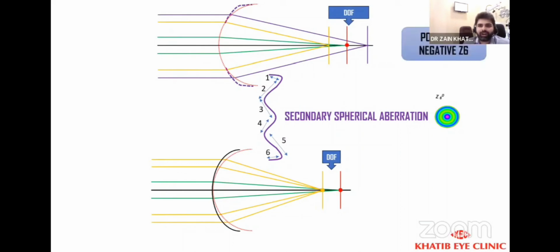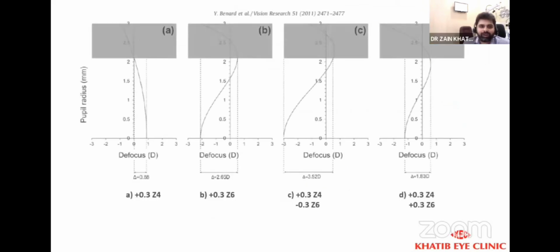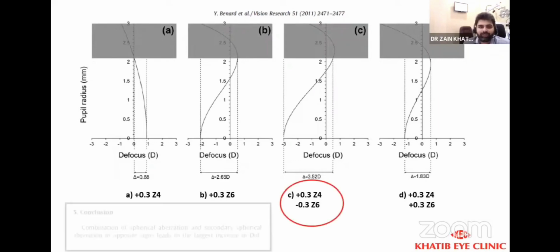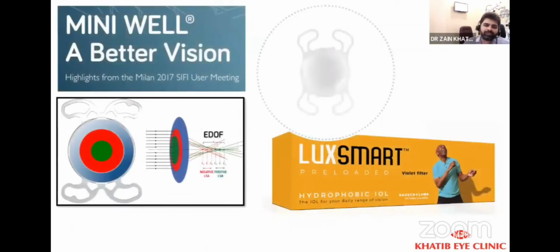So this is called positive Z4 and negative Z6. This study shows that if you use positive Z4 and negative Z6, it gives the highest depth of focus. There are two lenses which work on this principle: the Mini Well by SIFI and the Lux Smart by Bausch and Lomb. Both have a two-ring zone where the depth of focus is increased by using secondary spherical aberration as well.